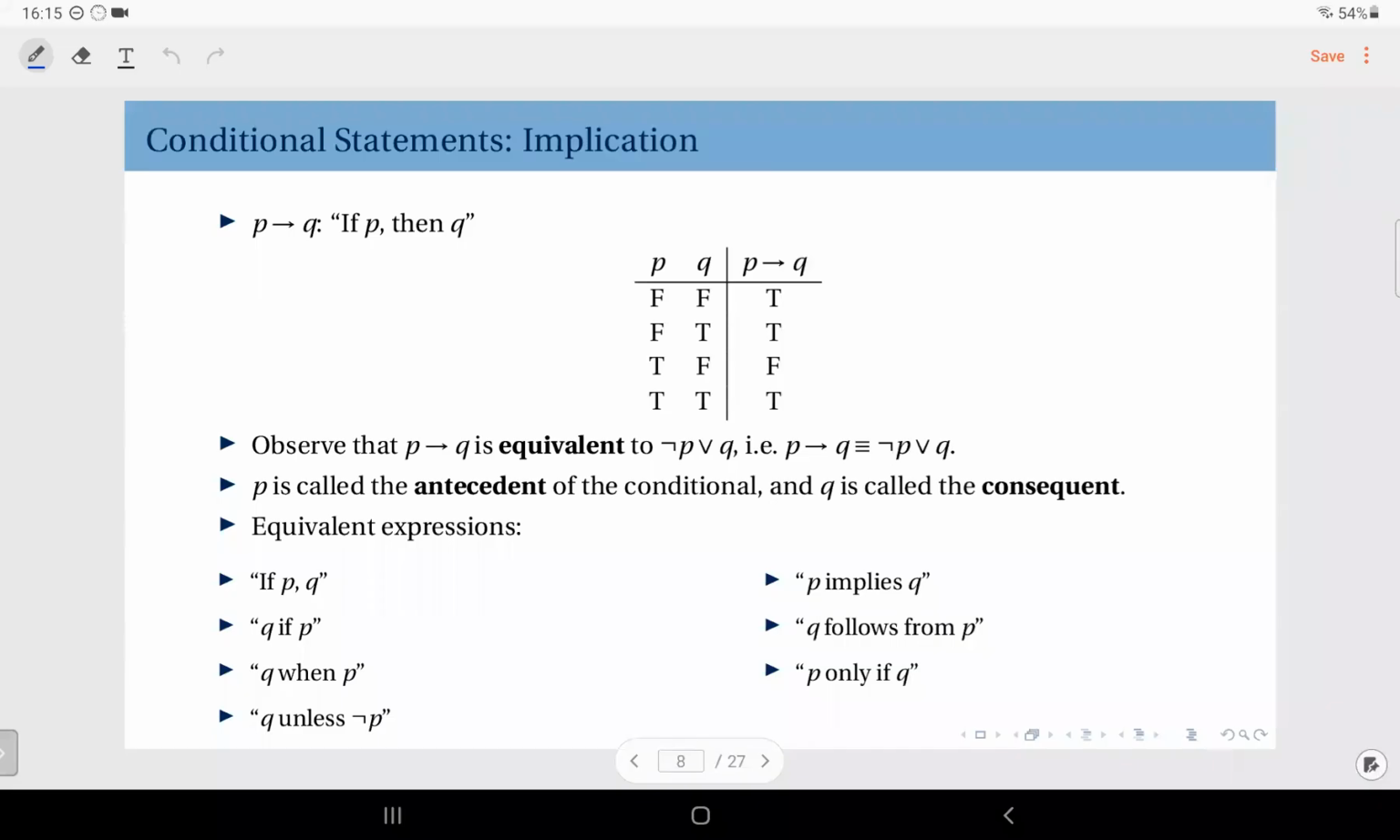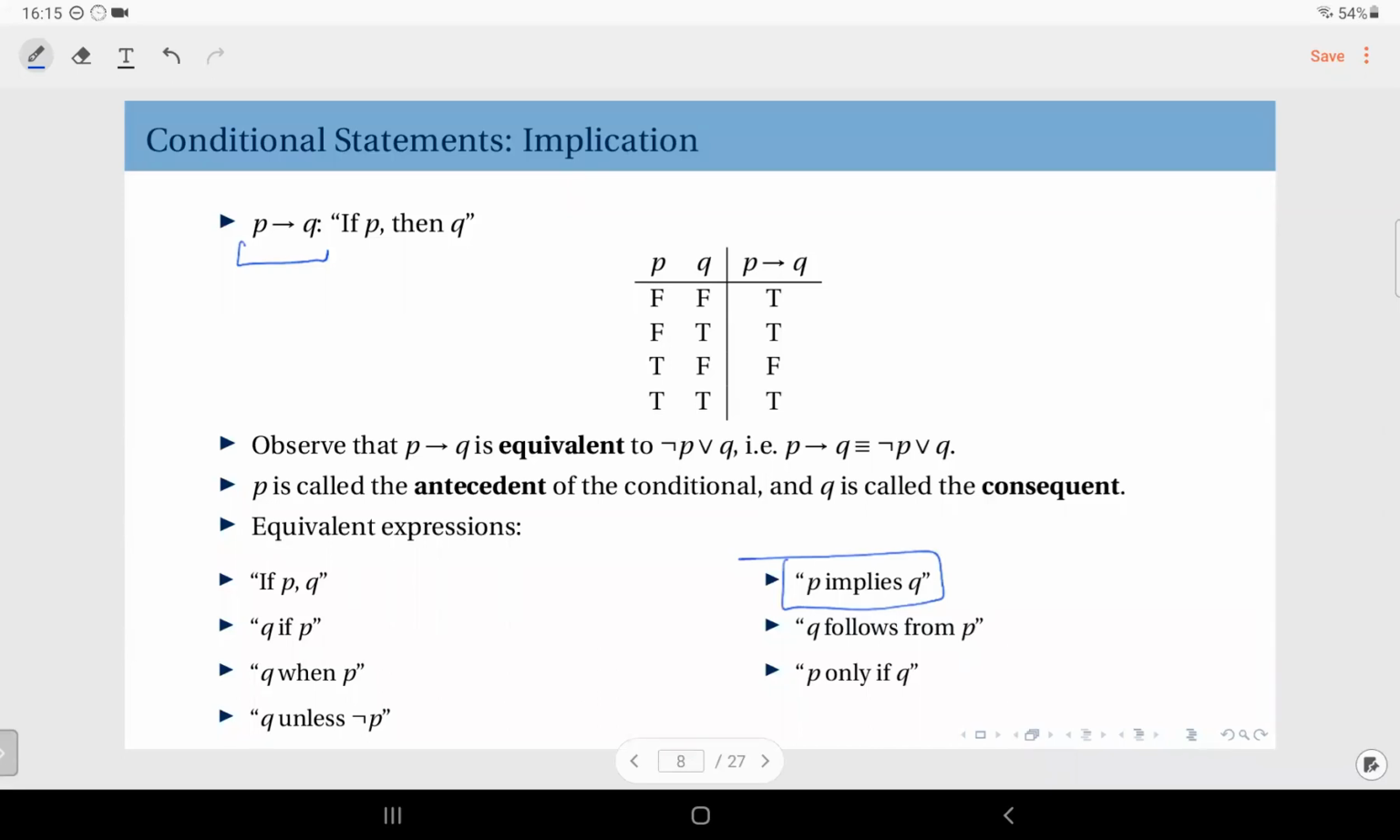Next, we have conditional statements. And the first we are going to talk about is implication. Right, so we denote implication in this way, and we read this as either if P then Q, or another very common way to read this is P implies Q, right? So P implies Q. Now, there are subtleties to conditional statements.